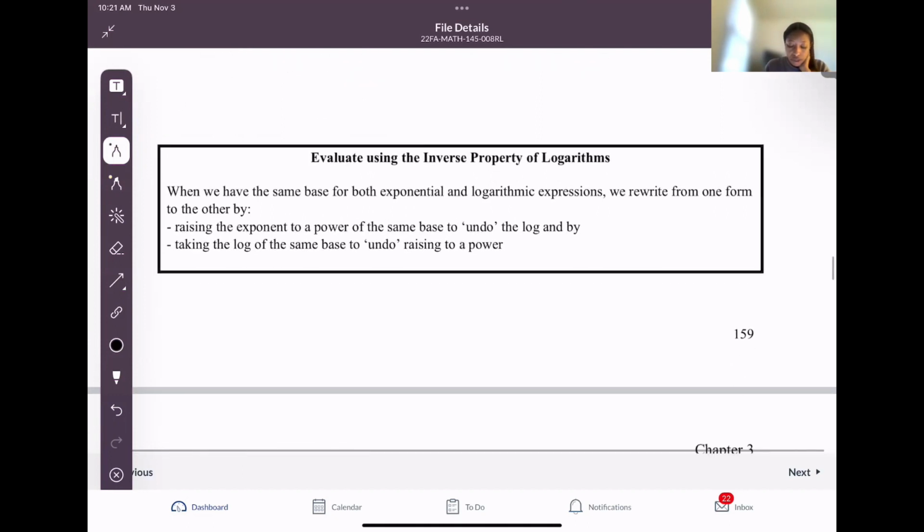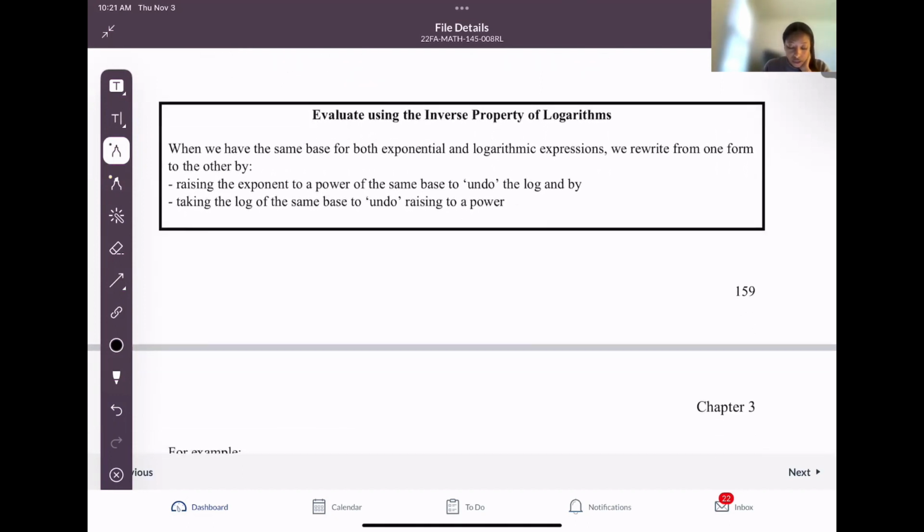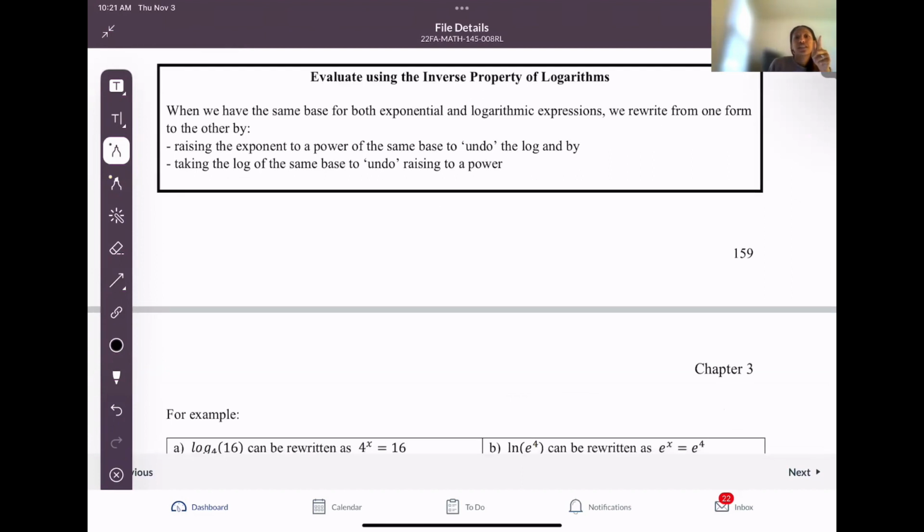Next, we're going to talk about how we can use or evaluate exponential expressions and logarithm expressions using inverse properties of logarithms. So when we have the same base for both the exponential and logarithmic expression, we rewrite from one form to the other by raising the exponent to a power of the same base to undo the log, or taking the log of the same base to undo the exponent. So here we're talking about how exponential expressions and logarithmic expressions are inverses or opposites of each other, kind of like multiplication and division are opposites, addition and subtraction are opposites.